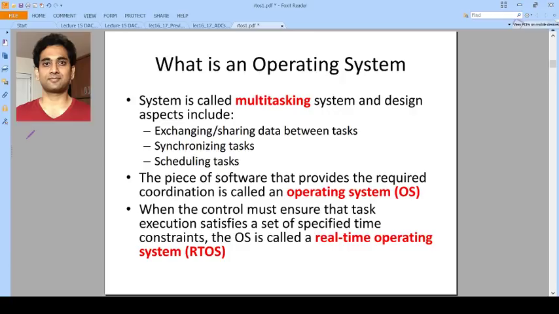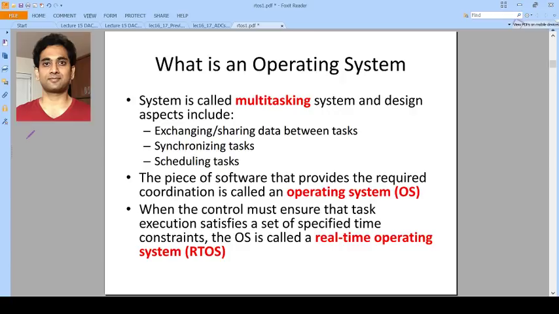Also, scheduling tasks: when there are two tasks competing for the processor, a very important design consideration is which of these two tasks, task 1 or task 2, has higher priority, which task is more urgent, which task is more realistically able to meet its deadline. So scheduling different tasks depending on their priorities, urgencies and other considerations is also a very important criterion. The operating system is this piece of software that provides this functionality and others. This orchestration, coordination or housekeeping when managing different tasks is provided by the operating system.